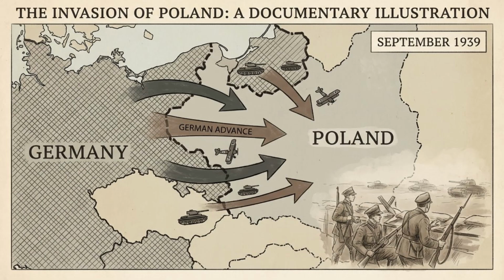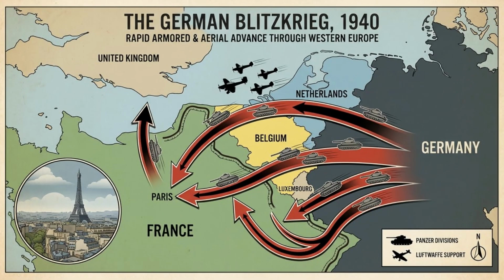But on September 1st, 1939, Germany invaded Poland. 2 days later, Britain and France declared war on Germany. World War II had begun. In just a few weeks, Poland was crushed, attacked from the west by Germany and from the east by the Soviet Union, following a secret agreement between them.